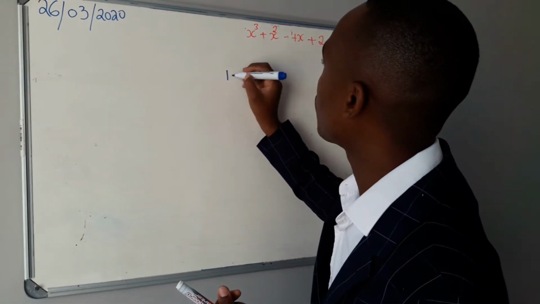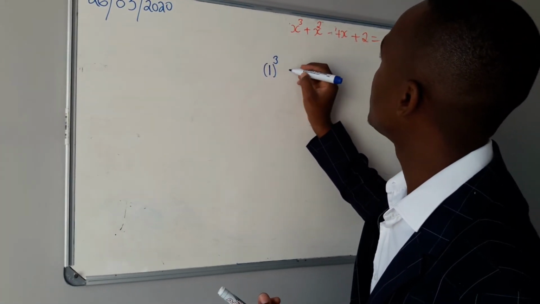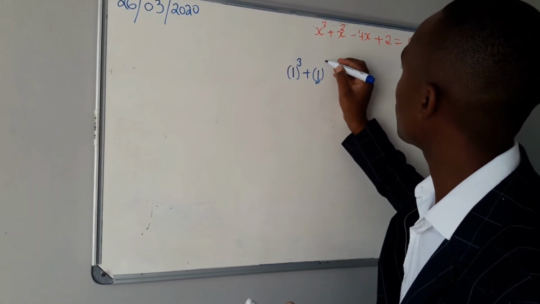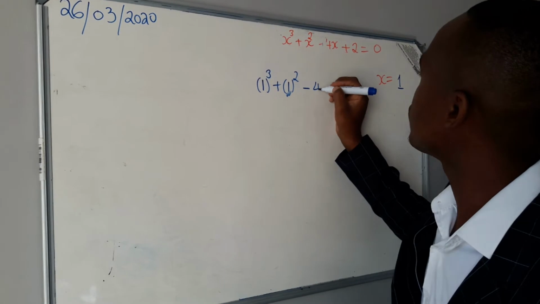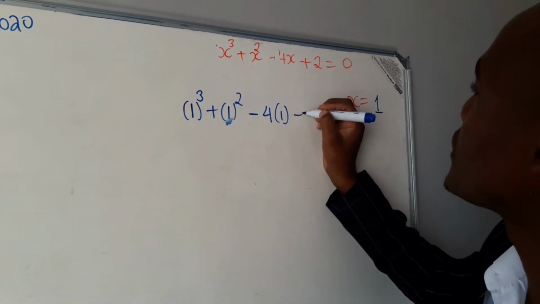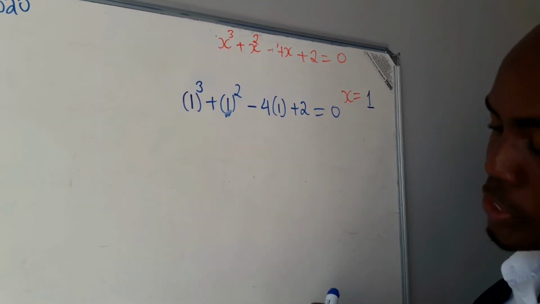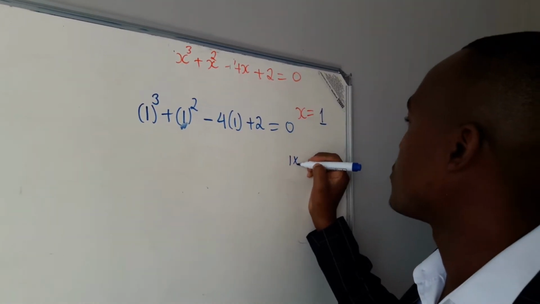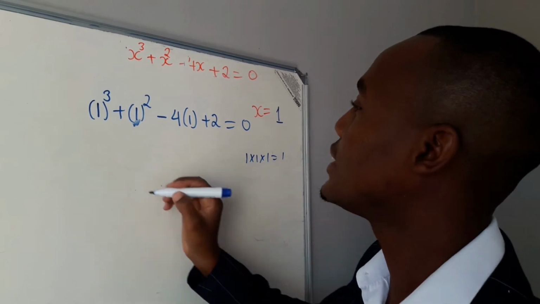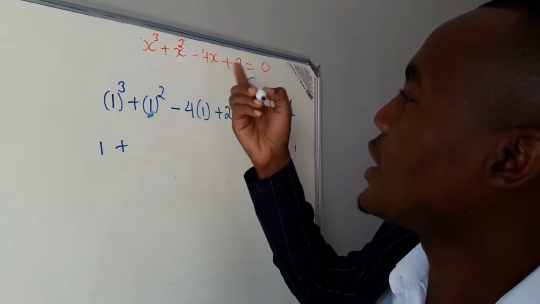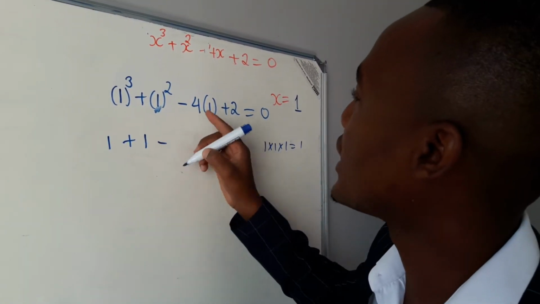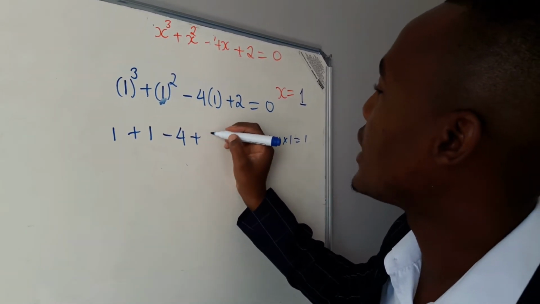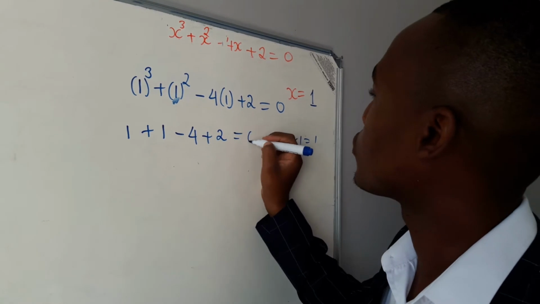So I'm going to do 1 cubed plus, instead of x, another 1 squared minus 4, in this case times 1 plus 2, and let's see if it equals 0. So I'm just going to do 1 cubed, it just means 1 times 1, which is just 1. So okay, 1 plus 1 squared is just 1 minus negative 4 times 1 is negative 4, then plus 2. Okay, see if it equals 0.